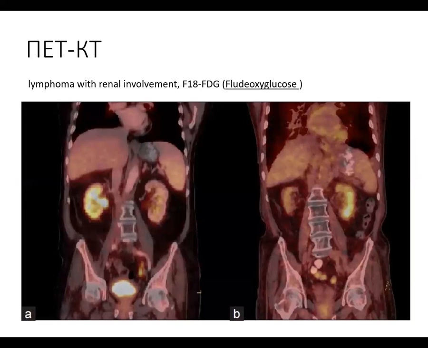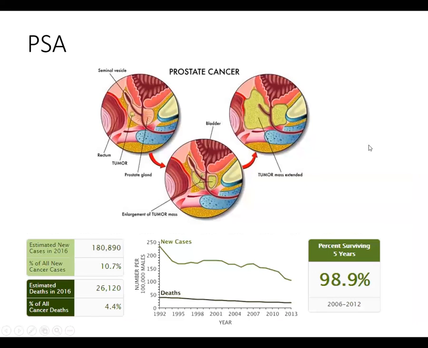Another presentation of the positron emission tomography plus computed tomography shows us the scan with fluorodeoxyglucose marked with fluorine-18, which shows us the lymphoma with a renal involvement. Here we can see increased metabolic activity over the right kidney. This is anterior view, this is posterior view, and this is the diagnosis of lymphoma.